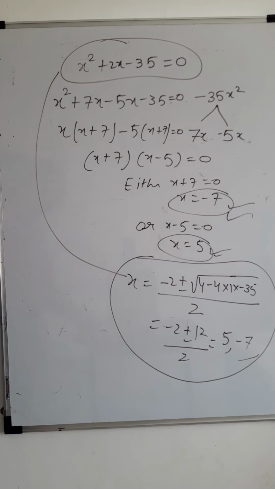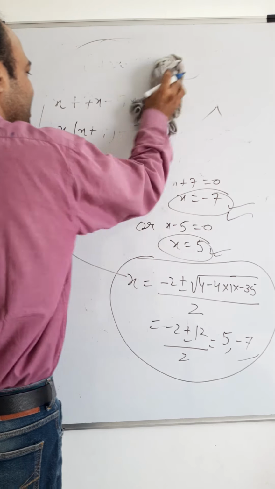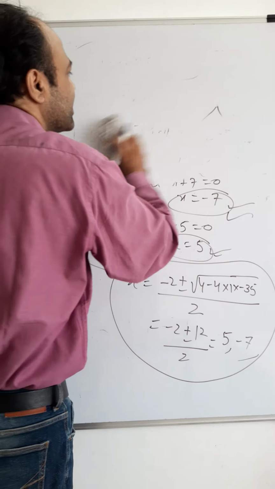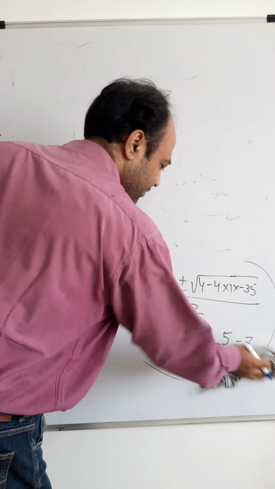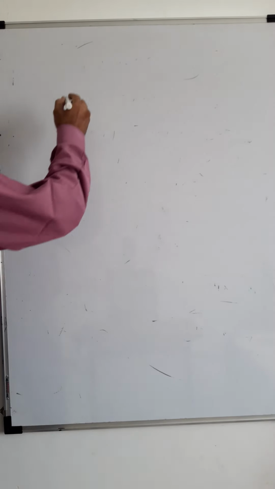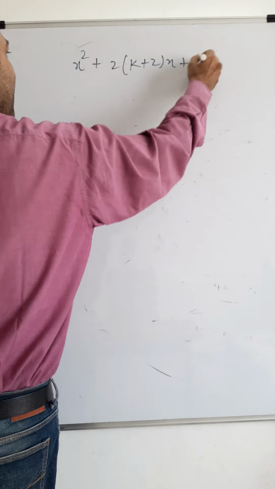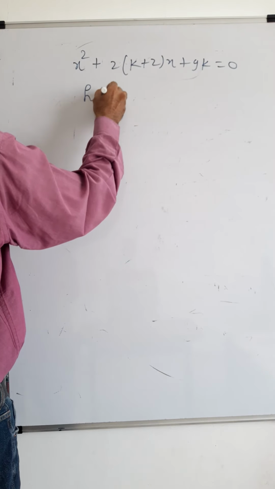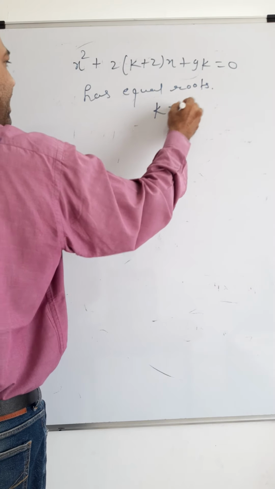Look at this. This way we can get the roots of a quadratic equation. Now we already came to know the sum and product of the roots of a quadratic equation. So based on this, we have a couple of problems. Let's say we have one situation. If the equation x square plus 2 into (k plus 2) into x plus 9k equals 0 has equal roots, then k we are looking for.